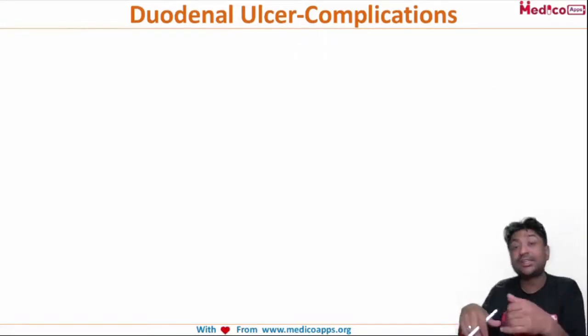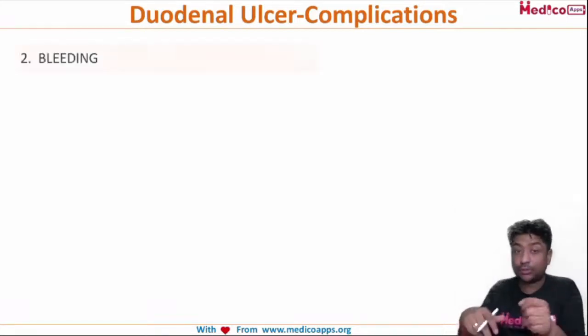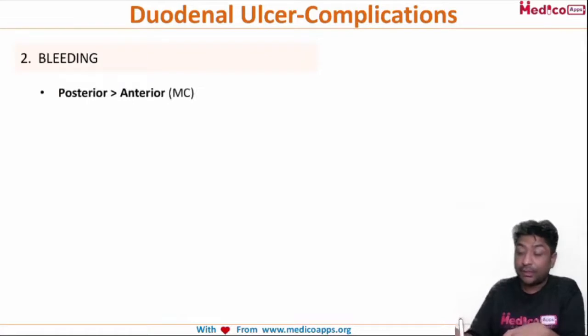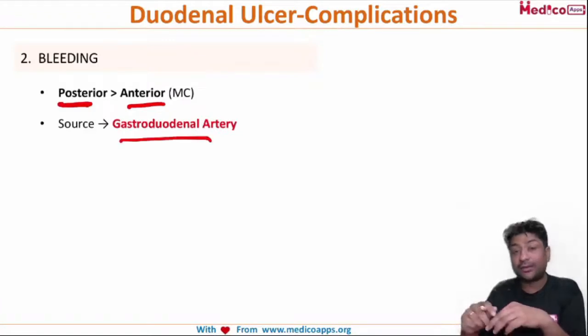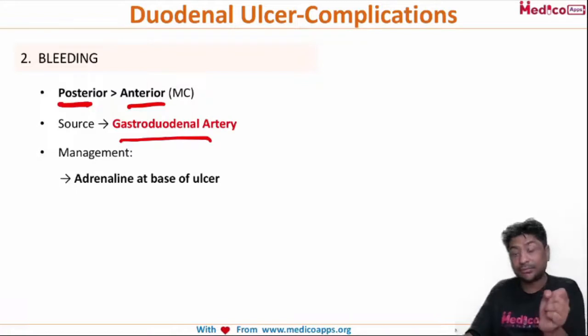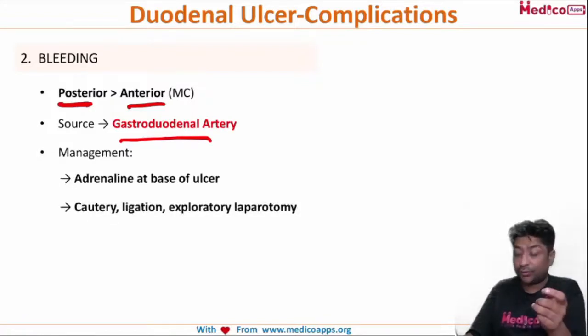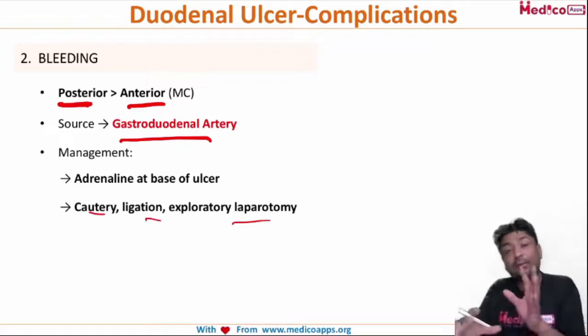Obviously perforation is there, even bleed. Even though gastric ulcers bleed more often, duodenal ulcers can also bleed. And remember, when it comes to bleeding, posterior is more common than anterior. Okay, and what is the source? Here the gastroduodenal artery is the source. And how do we manage it? Primarily by giving adrenaline at the base of the ulcer. If it fails, then we can go for cautery, ligation or exploratory laparotomy. So these are the important management.